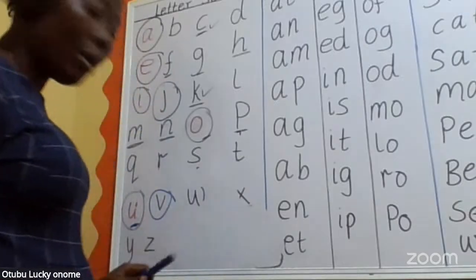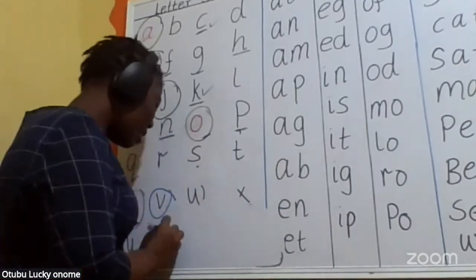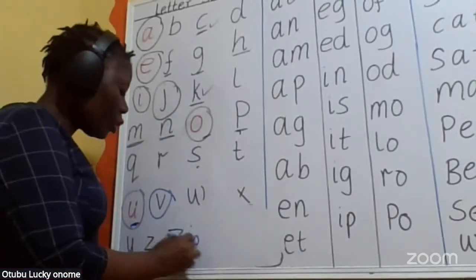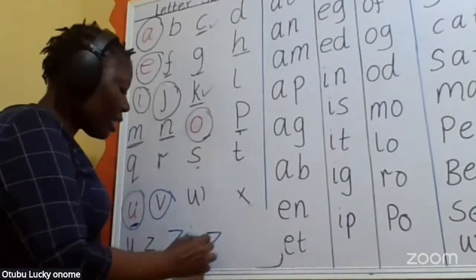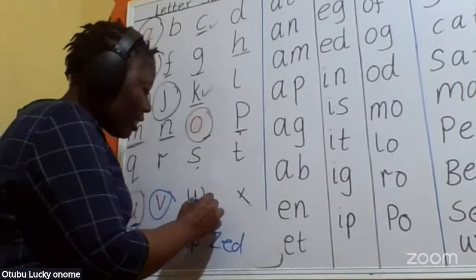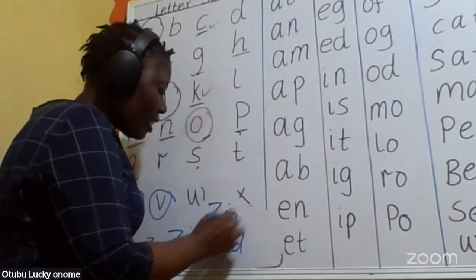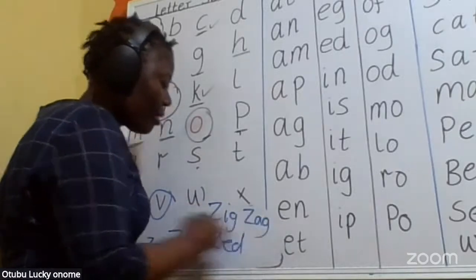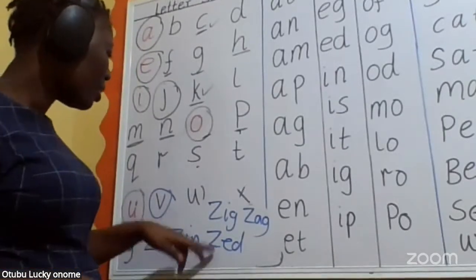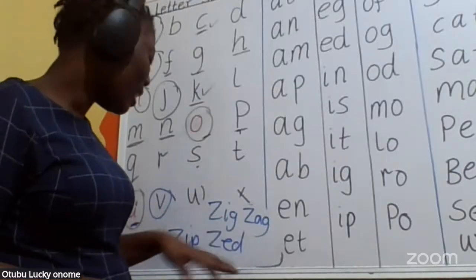And the next one we have is z, in words like zip, zigzag. Okay, so we have zip, z, zig, zag.